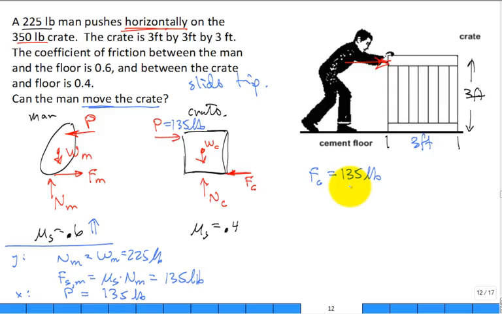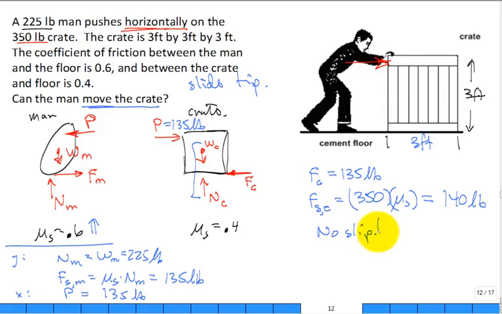135. Is that true? And then what is F of SC, which is the maximum, the limiting? That would be based on the weight of the crate, 350. I'm kind of skipping a step there. Sum of the forces in the y gives you that W sub C is equal to N sub C. Then multiply that by the coefficient of static friction, mu sub s of 0.4. And so what is our maximum? 140. So, does the crate slip? No. The crate doesn't slip.